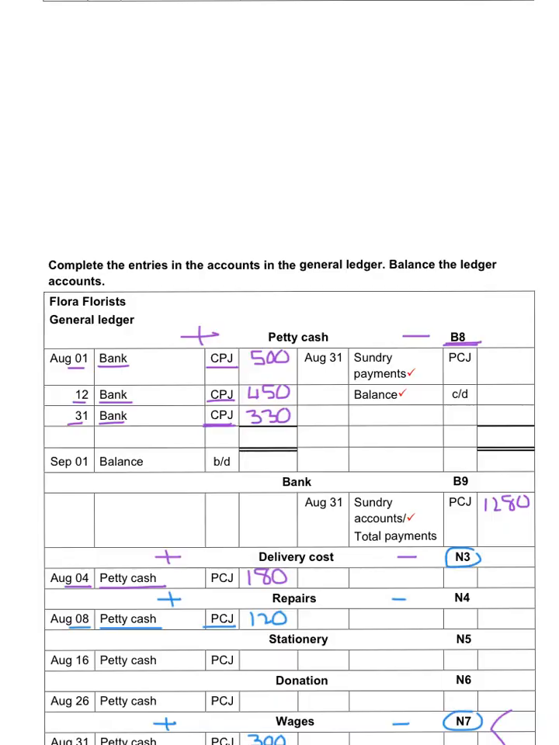So I will indicate that the total payments for the month was 780. On the 31st, you restored the imprest amount. So it means your opening balance was 500. If you restore the imprest amount, your closing balance must also be 500. That gives me a total of 1,280. And if I add up the debit side, I should get the same amount.